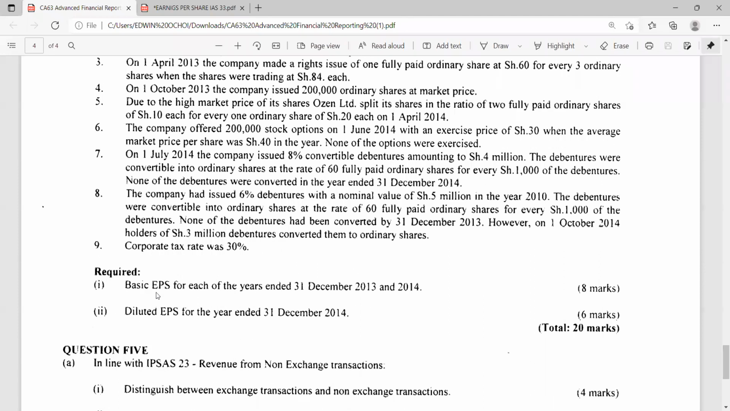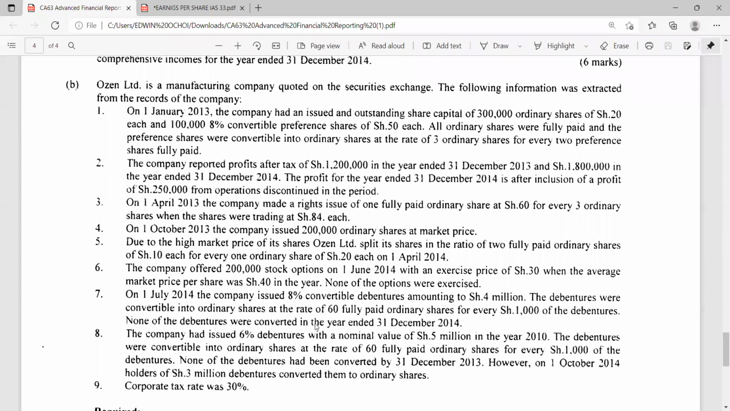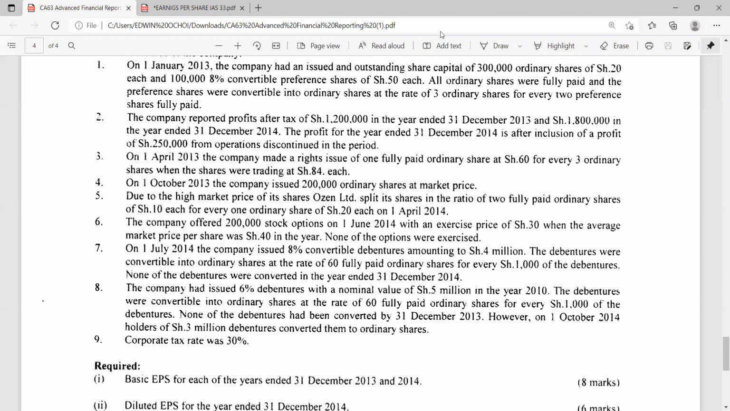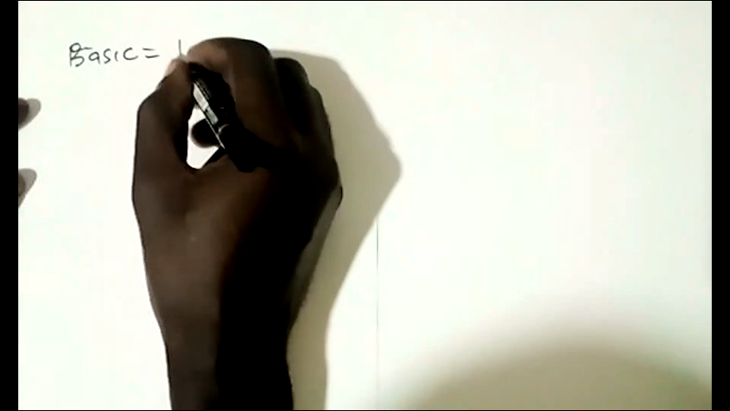Required: basic EPS for each of the years ended 31st December 2013 and 2014, and diluted EPS for the year ended 31st December 2014. Let us start by doing the basic EPS. You need to know the formula: basic EPS equals P over W.